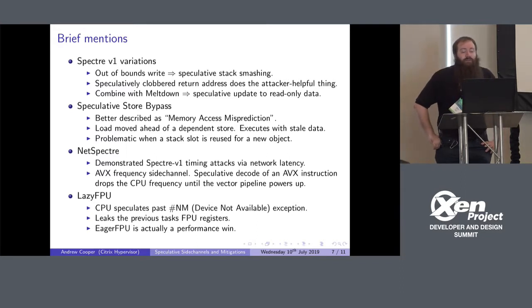There's a Spectre V1 variant where instead of doing an out-of-bounds read, you do an out-of-bounds write. This allows you to do speculative stack smashing, and that leads to some fairly fun things. You can speculatively overwrite the return address on the stack, and that disappointingly does the attacker-helpful thing, not the defender-helpful thing. In code that we have in the hypervisor, we've got array_access_nospec, which we use both on array reads and array writes, because the array writes here tend to be rather more interesting for an attacker to take over. The other interesting thing here was the fact that you could combine this with Meltdown.